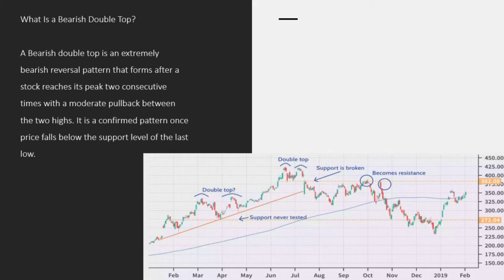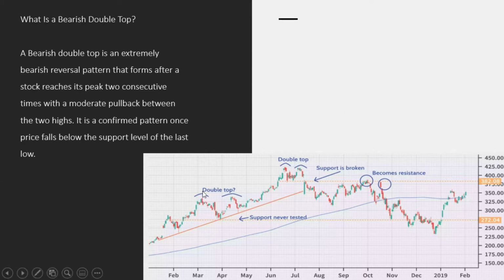What is a bearish double bottom? A bearish double bottom is an extremely bearish reversal pattern that forms after a stock reaches its peak two consecutive times with a moderate pullback between the two highs. It is a confirmed pattern once price falls below the support level of the last low. So let's take a look at this.